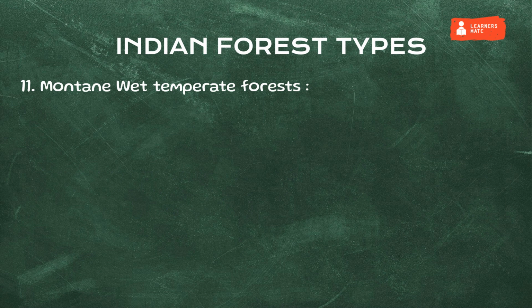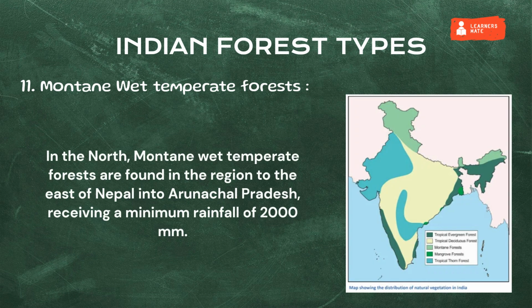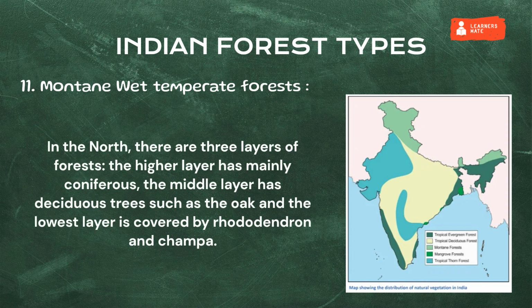Montane wet temperate forest. In the north, montane wet temperate forests are found in the region to the east of Nepal into Arunachal Pradesh, receiving a minimum rainfall of 2000 mm. In the north, there are three layers of forest. The higher layer has mainly coniferous trees, the middle layer has deciduous trees such as oak, and the lower layer is covered with rhododendron and champa.